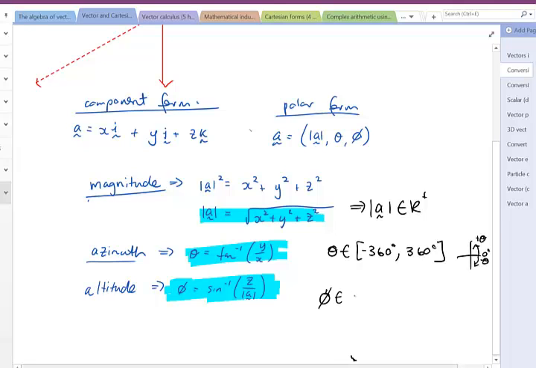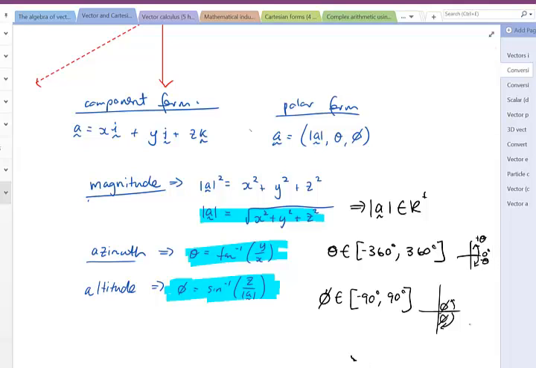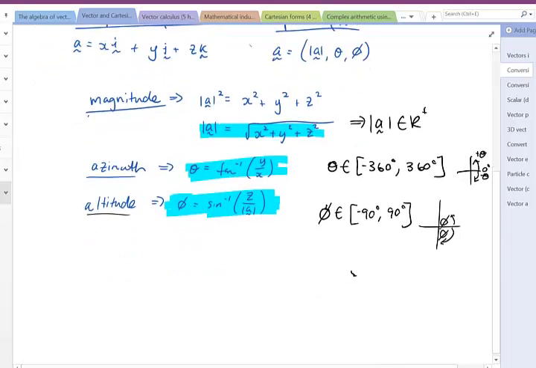Altitude can only be between negative 90 degrees and 90 degrees. So when we're talking about that altitude, we can have positive and negative direction, but it's essentially an angle of elevation or depression that we're talking about. So angle up, angle down. We just have to be really careful when we're calculating the azimuth and the altitude to make sure that we get it in the right quadrant, so we're not making silly errors.